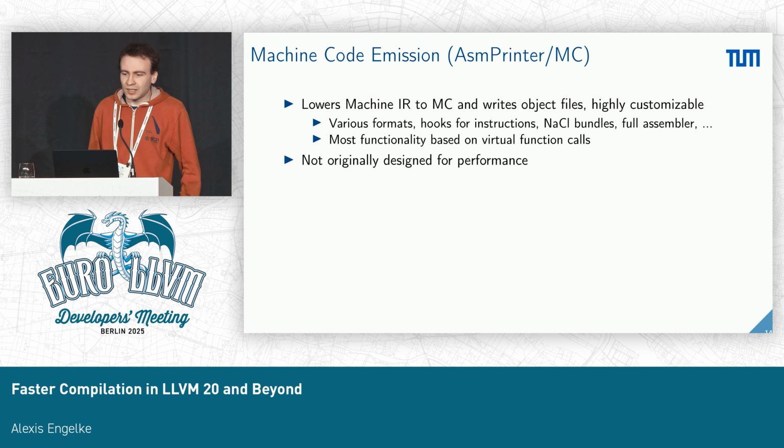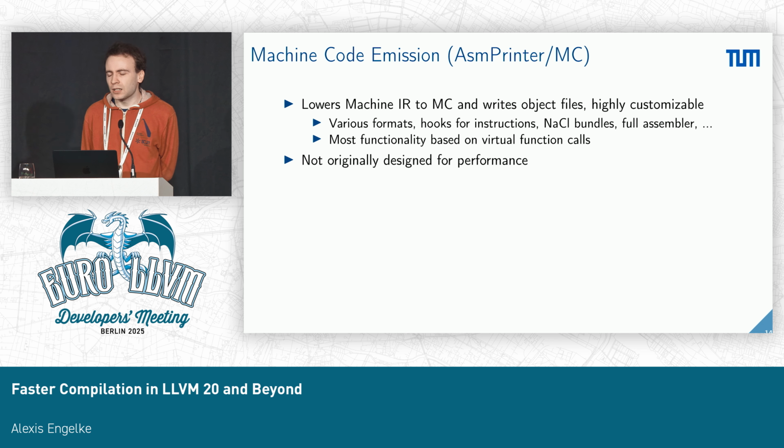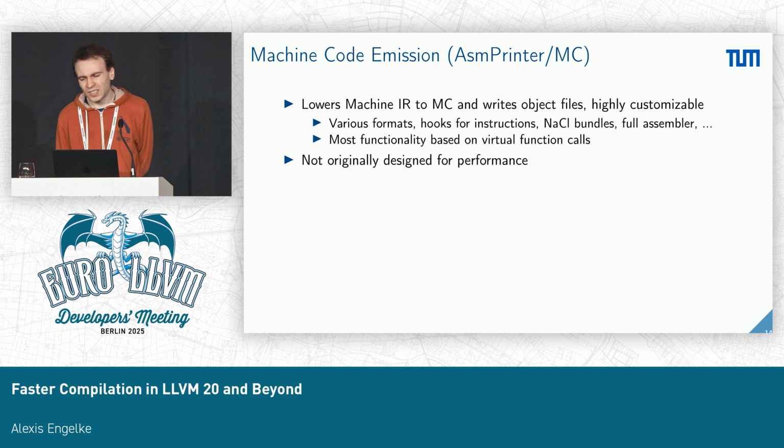Okay, so the last step of the backend is the AsmPrinter and MC, which lowers machine IR first to MC instructions and then encodes this into object files. This is very flexible and highly customizable and supports various object file formats, hooking into instructions for various things, and has a full assembler built into it. And for its flexibility, most of its functionality is built around virtual function calls. But it's also quite evident that it was designed with functionality in mind and not with performance.